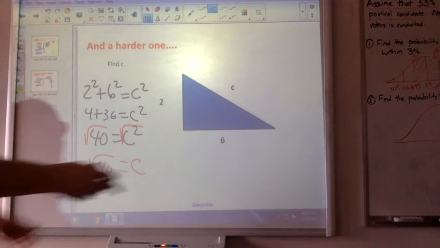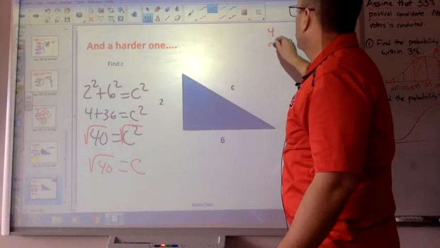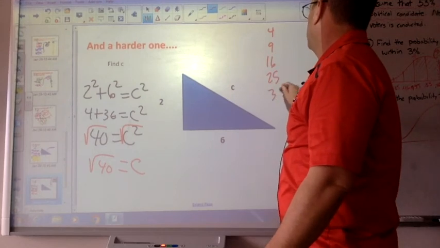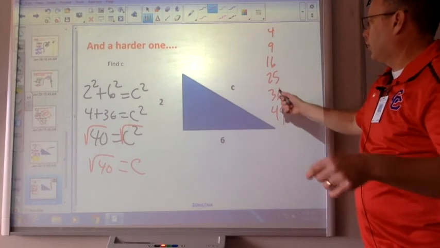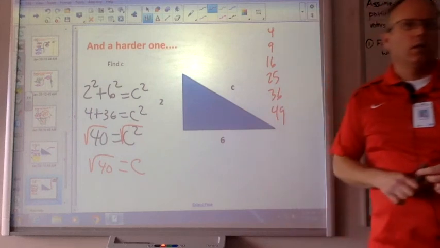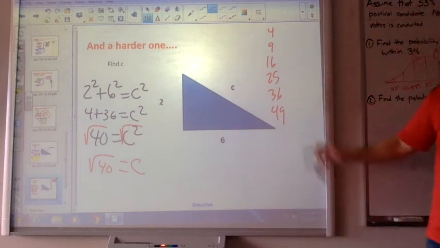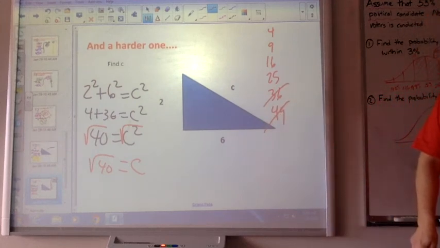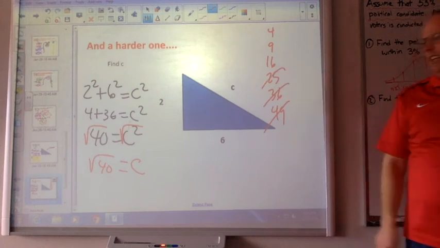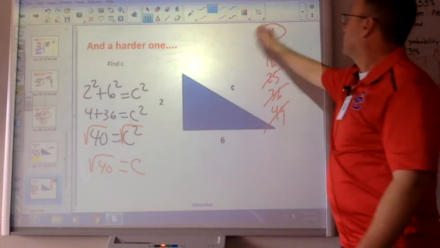Now, we have our perfect squares. We know that we have 4, 9, 16, 25, 36, 49, etc. Those are our perfect squares. So does one of those combine with another number to give me 40? 36 times what gives me 40? Well, you can eliminate 49. We can eliminate 36. Does 25 times any number give me 40? I don't think so. 16 times 10? 4, yeah. 4 times what? 10.